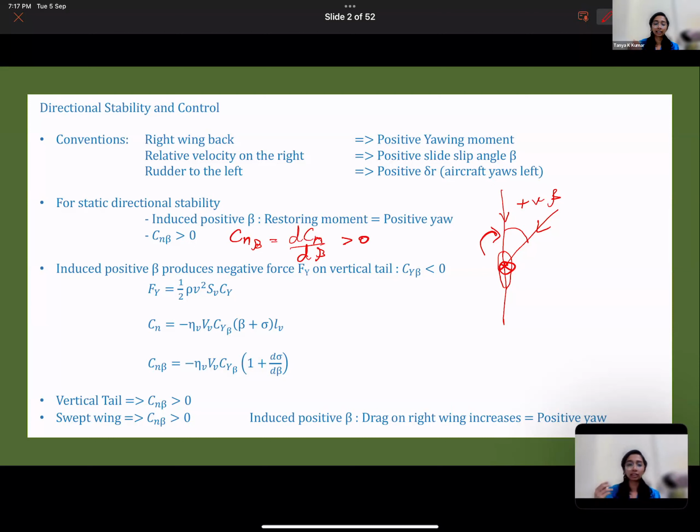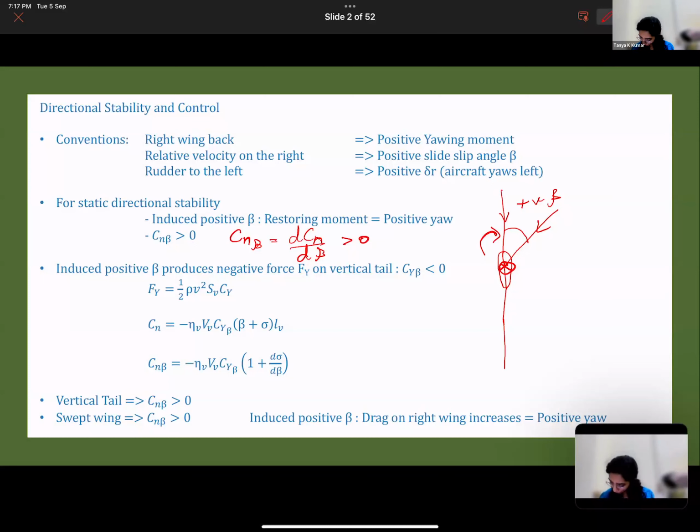So if your aircraft encounters a positive beta, and it is directionally stable, it will produce a positive yaw. It will yaw towards the right. Now we'll check out the forces that are produced when it's met with a positive beta. What are the forces that are developed?